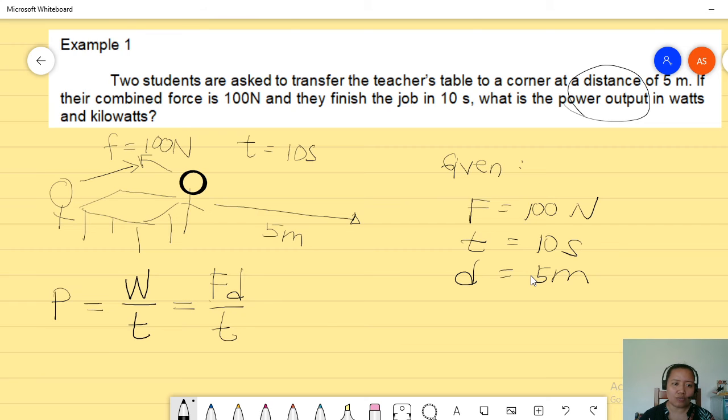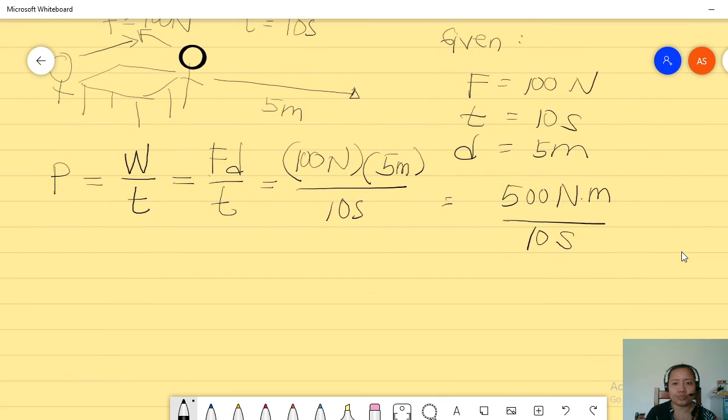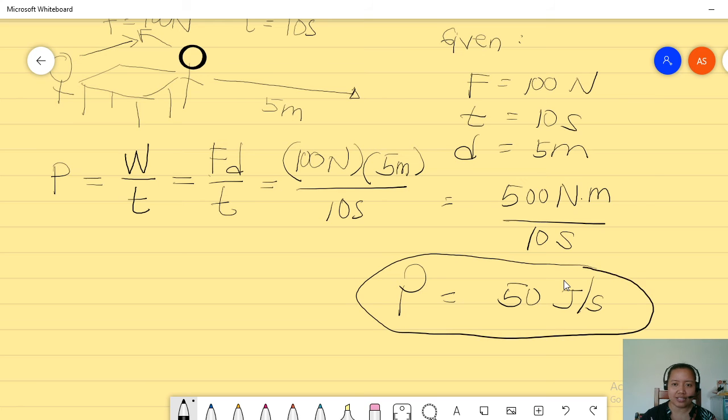So this is the formula for work. Let us substitute 100 Newton times the distance 5 meters over our time 10 seconds. So we multiply 5 times 100, which is equivalent to 500 Newton meters over 10 seconds. We know that Nm is equivalent to joules. So 500 divided by 10 is equivalent to 50 joules per second. This is our power, so this serves as our answer.